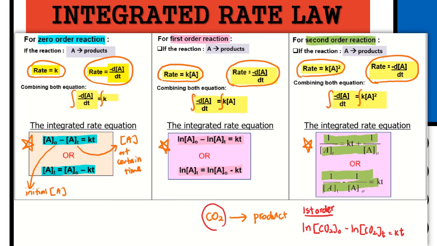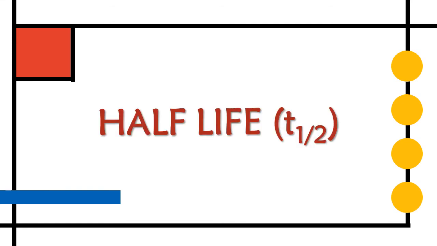We will do some calculation involving the integrated rate law, but before that, we're going to look first at the half-life of each order of reaction, zero order, first order, and second order. So let's take a look.